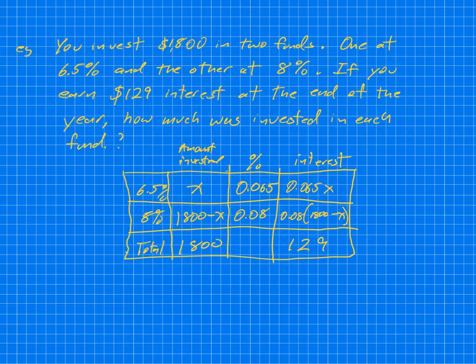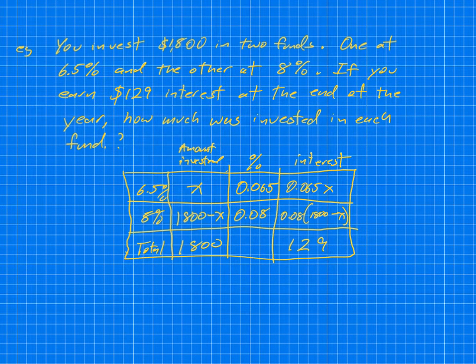So how does that look for an equation? This is an expression for how much interest I made at the 6.5 fund, and this is the 8% fund. So the total interest for the 6.5% fund and the 8% fund should equal our 129. Does that make sense? Very much like the solution thing, right? Where you have this mixed with this, it gives me the total mixture. So let's go ahead and write our equation.